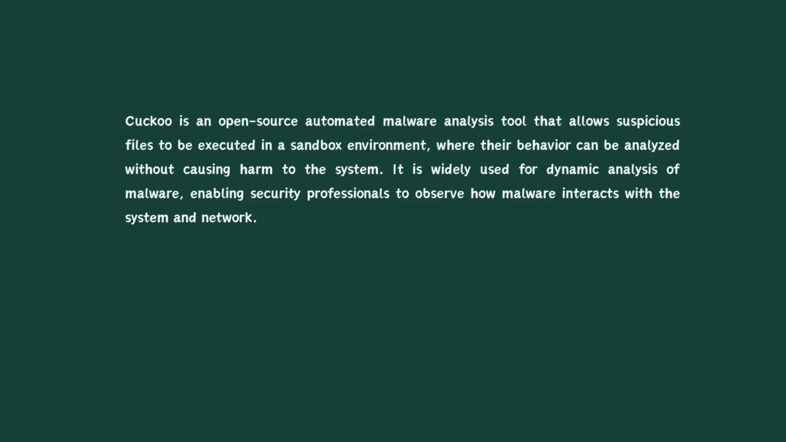Cuckoo is an open-source automated malware analysis tool that allows suspicious files to be executed in a sandbox environment, where their behavior can be analyzed without causing harm to the system. It is widely used for dynamic analysis of malware, enabling security professionals to observe how malware interacts with the system and network.